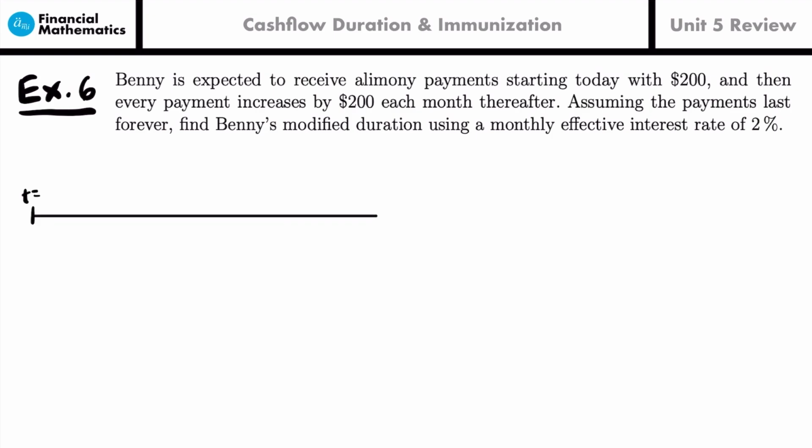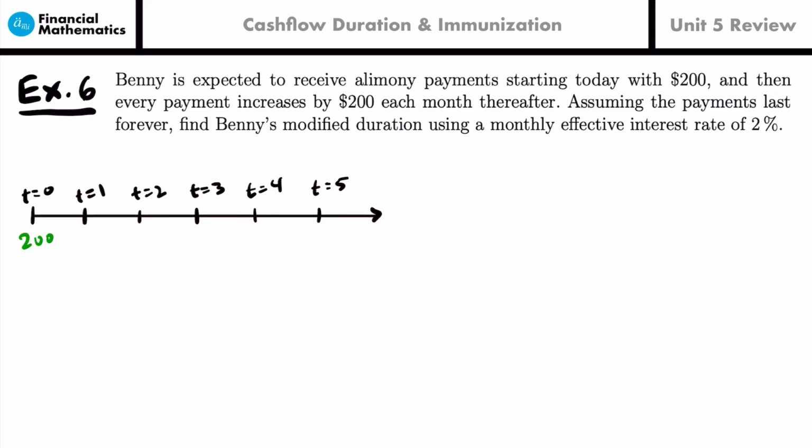This will be time equals 0. And then we know that Benny is expected to receive alimony payments starting today with $200, and then every payment increases by $200 each month thereafter. Okay, so at time 0, he is going to get a payment of $200. So I'll put 200 right there. And then it looks like we're working in terms of months. So time equals 1 would be 1 month in the future. Time equals 2 would be 2 months in the future. Time equals 3 is 3 months. Time equals 4 is 4 months. Time equals 5 is 5 months, and so on.